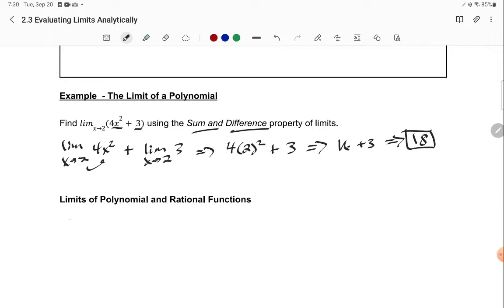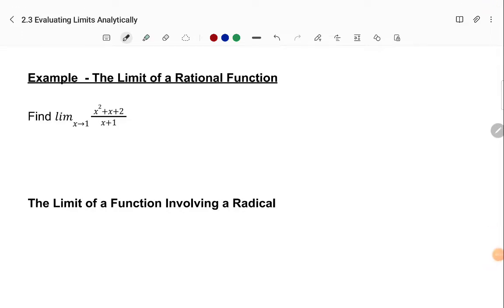And now let's take a look at limits of polynomial and rational functions. In a bit, we're going to get into the question of what happens when you can't take the limits. But now let's look at a couple more examples of what happens when we can. What does that look like? Here, we have a rational function. And the first thing you do is direct substitution. So let's directly substitute this in for all of your x's. So you'd have 1 squared plus 1 plus 2 all over 1 plus 1. And when we simplify that, that gives you 4 over 2, which is just 2.